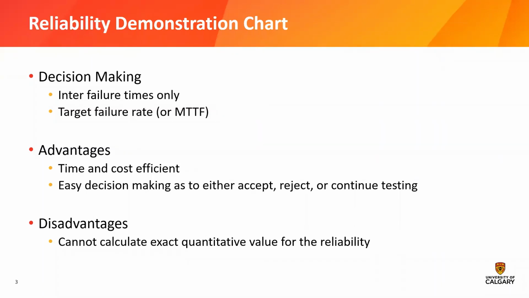The reliability demonstration chart needs interfailure time and target failure rate or MTTF of the SUT. One of the advantages of RDC is that it is time and cost efficient as very little processing of data is required. Another advantage is that RDC makes it easy to determine whether the SUT should be accepted, rejected, or more testing is required. The disadvantage of RDC stems from this very advantage, that it cannot calculate the exact quantitative value for the reliability of the SUT.